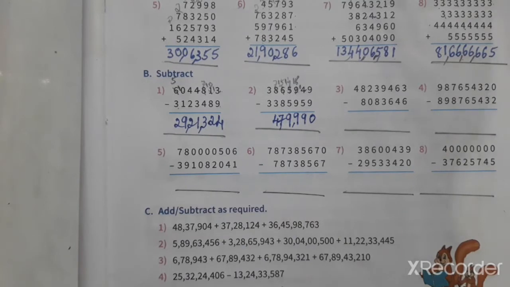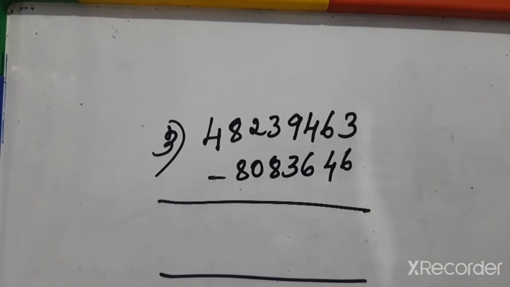So the answer is 4,79,990. Now the third question.